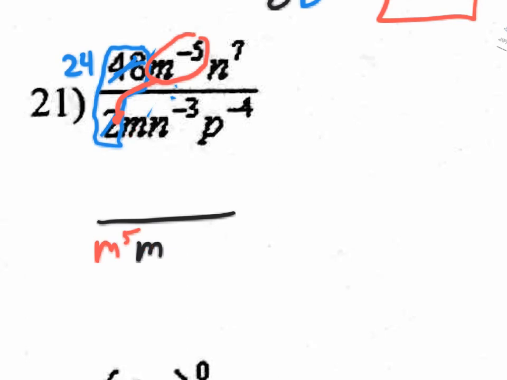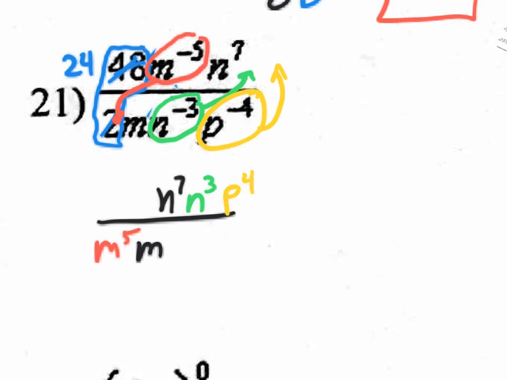And then I'm going to take the n to the negative 3, and I'm going to put it up on the back side of the n to the 7th. So I have n to the 7th up here, and then I bring up the n to the negative 3, which becomes n to the positive 3. And we also have this p to the negative 4 that I'm also going to move up, and it'll be a p to the positive 4 when I do move it up.